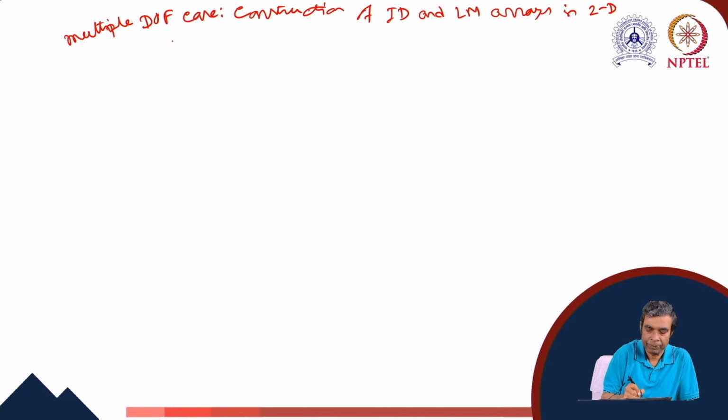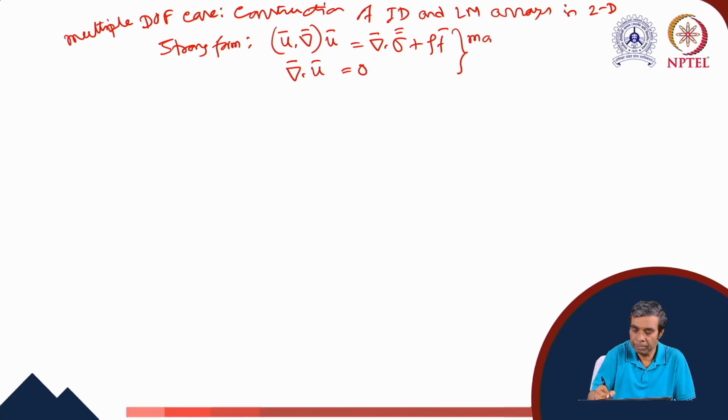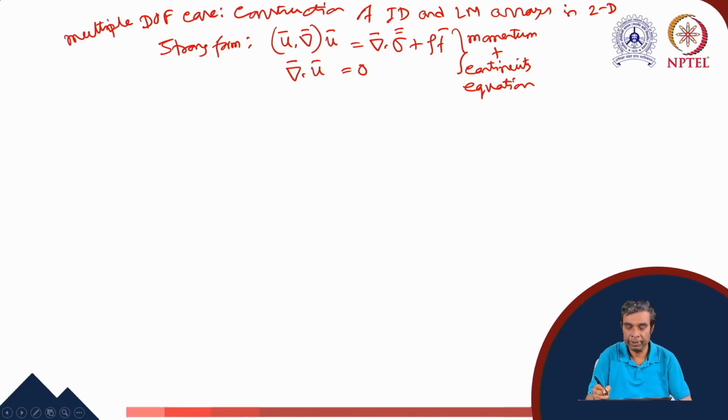So we shall consider the Navier-Stokes equations of motion in 2 dimensions. The strong form is given by, in a steady state condition, u bar dot del u bar equals divergence of sigma plus rho f bar, and divergence of u bar equals 0. So these are the momentum and continuity equations in vector form. The momentum equation is written in the stress divergence form.